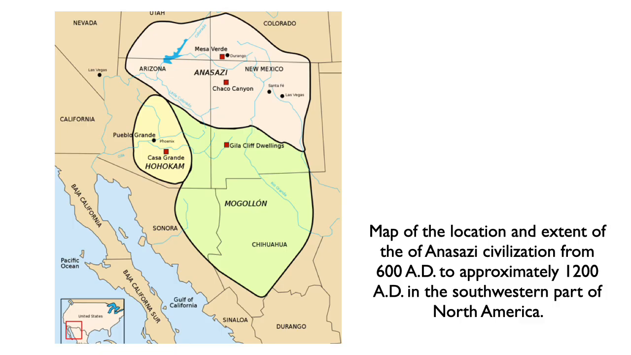Here we see a map of the range of these similar civilizations that existed from about 600 AD to approximately 1200 AD in the southwest part of North America. In this area, the Anasazi, particularly in Chaco Canyon and Mesa Verde, the red squares on the map, created a very, very complex culture that revolved around the large amount of natural resources that were present in the area.